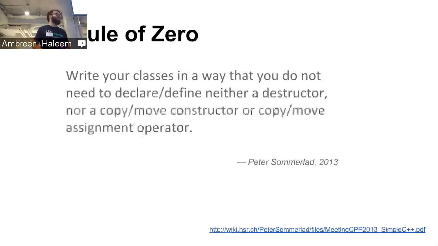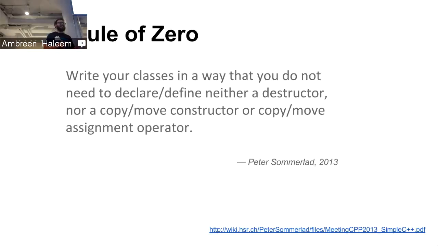So first of all, starting from first principles, there's a thing called the rule of zero. This was invented by Peter Sommerlad, I think, in 2013. The rule of zero is you shouldn't ever need to write anything. Write your classes in a way that means that you don't need to declare or define a destructor, nor a copy or move constructor, or a copy or move assignment operator. You get the defaults. The compiler will generate defaults for all of these.